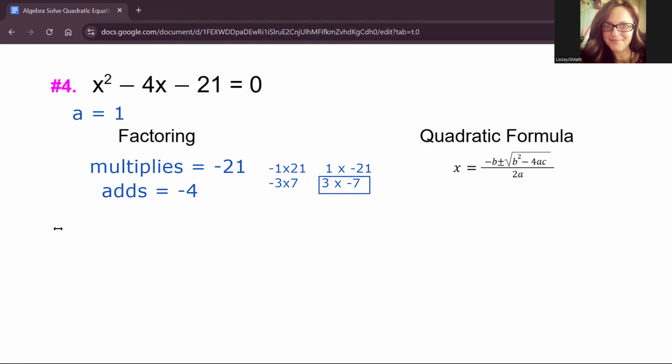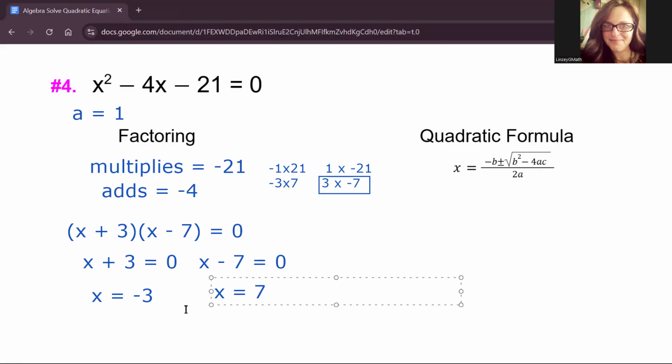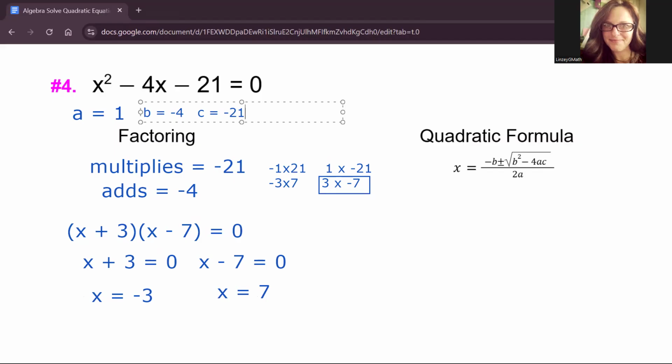So we can factor. We will get x plus 3 and x minus 7. And then we'll set each factor equal to 0 and solve. We get negative 3 and positive 7. And then let's use the quadratic formula to solve this one. A is 1, B is negative 4, and C is negative 21.